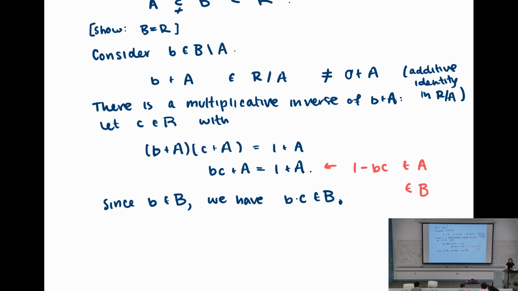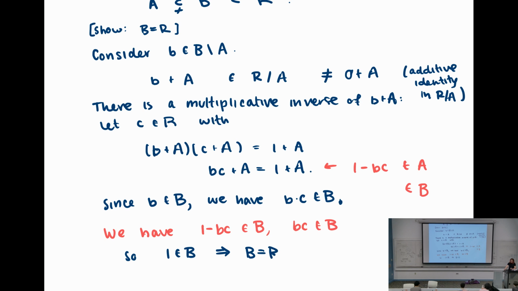Okay, so just to summarize, we have 1 minus bc inside of B, and we have bc in B. So that means that 1 is an element of B because B is closed under addition and subtraction. And so that means that we win. Once you get 1 inside of your ideal, you win, right? Because that means that B is equal to R.